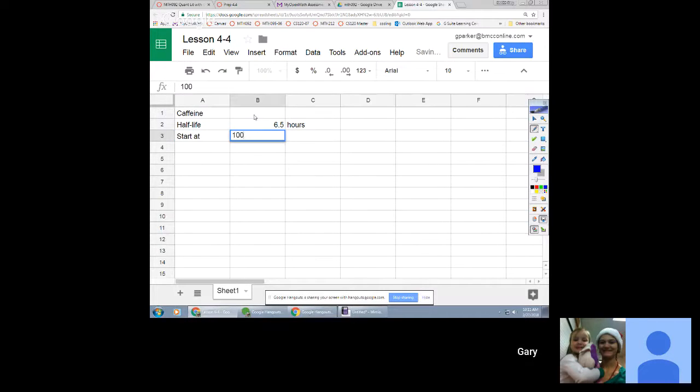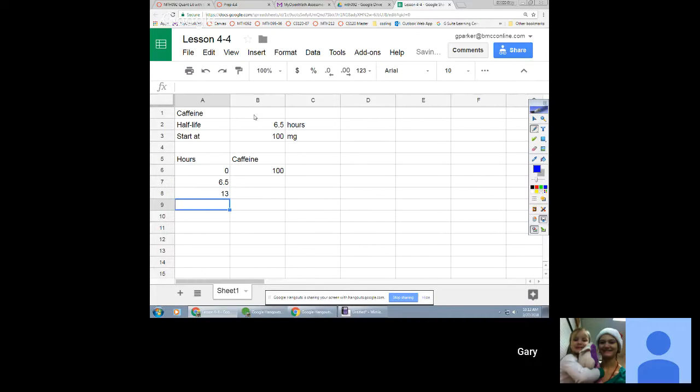Starting at 100 milligrams. So I'm just going to plug in what I started with on the board. The easiest thing to do with a half-life problem is just jump by the half-life. So in my spreadsheet, I'm going to start with 0 always, and then every 6.5 hours.